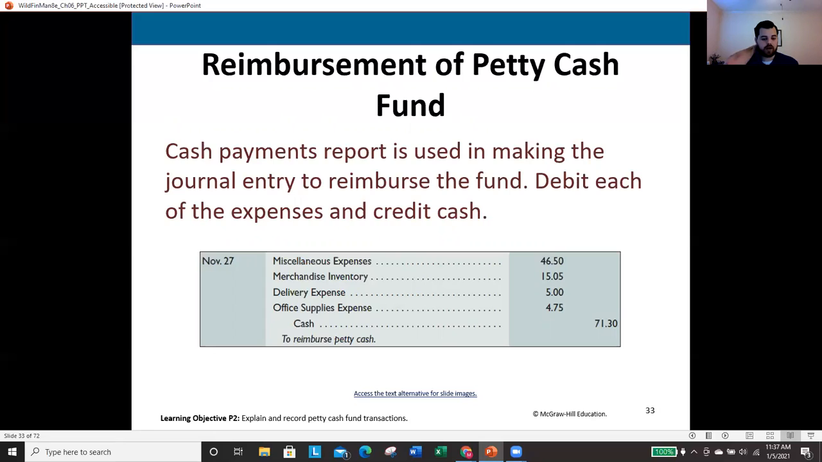Now, notice the credit here. The credit does not come out of petty cash. The credit simply comes out of cash, because what we're having to do is actually put that cash back into the petty cash fund. Well, there's not room in this journal entry for petty cash because we've got to identify what all of that money was spent on, and then we've got to pull the cash to go into petty cash from general cash. So that is why when you are reimbursing the petty cash fund, you will actually not see the petty cash account anywhere in that journal entry.